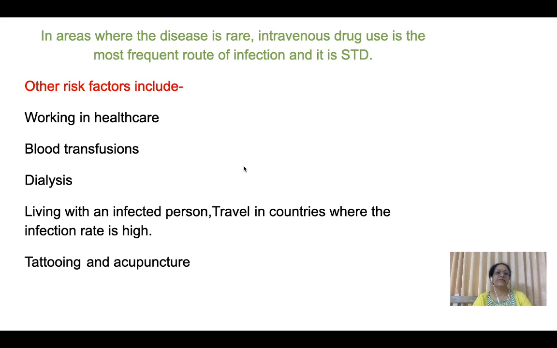In areas where the disease is rare, that is, the majority of the time it is called an endemic type of condition, intravenous drug users acquire this infection. And second, as it is a sexually transmitted disease, it is again the most frequent route of infection. A number of other risk factors are there.